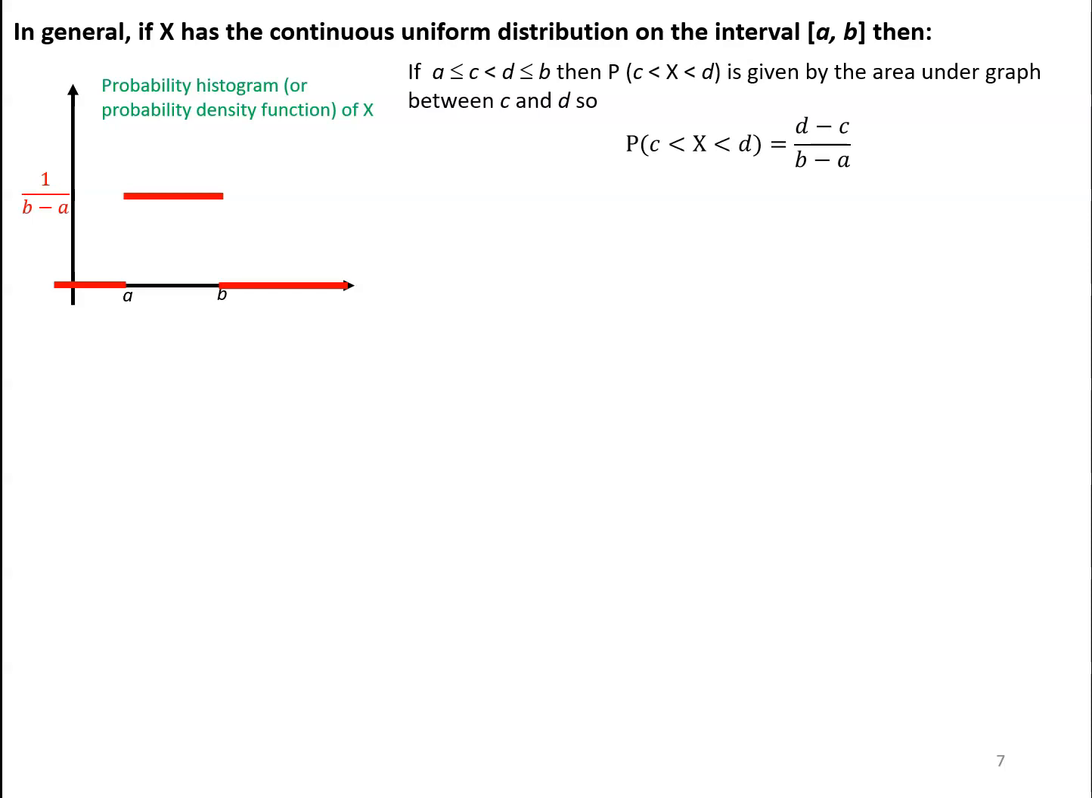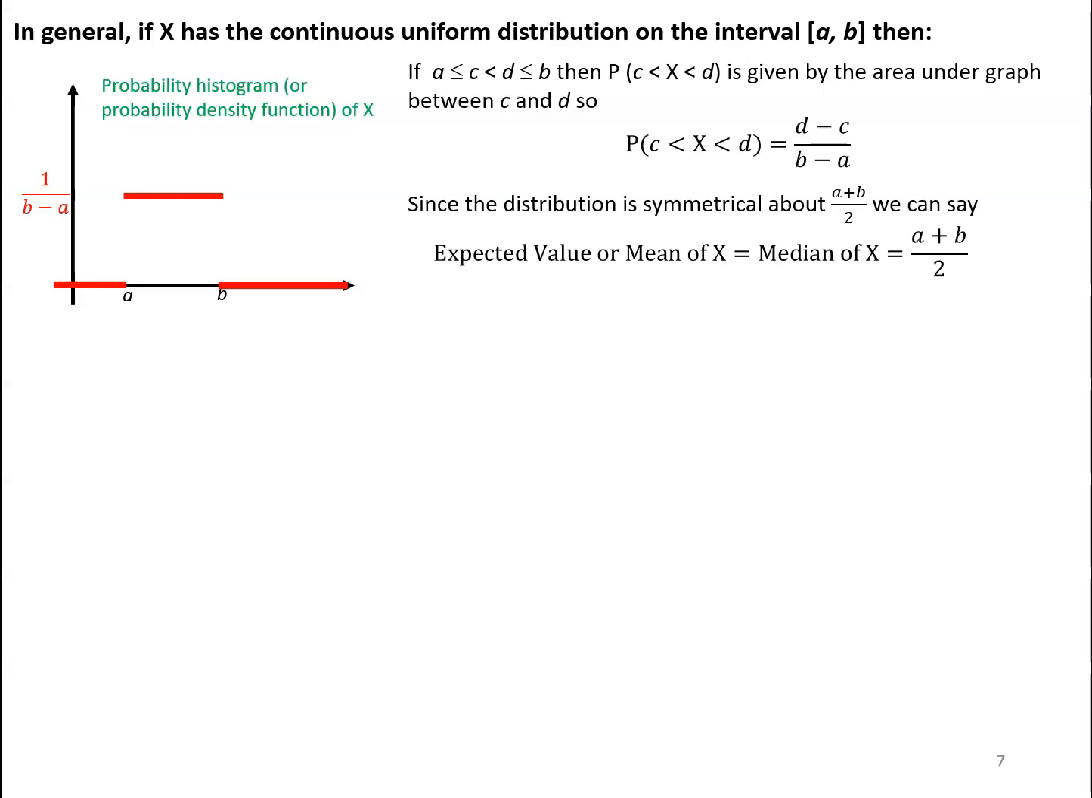Probabilities can be worked out by the area under the graph. So if we want the probability that we're between the value c and the value d, the base of our rectangle will have a length of d minus c. So we've got d minus c times the height of the rectangle, which is 1 over b minus a. So that just gives me d minus c over b minus a.